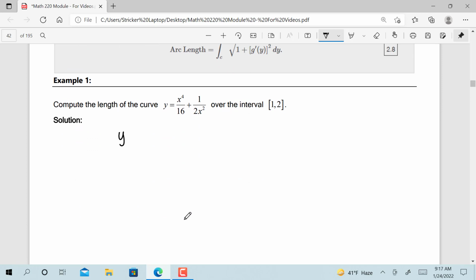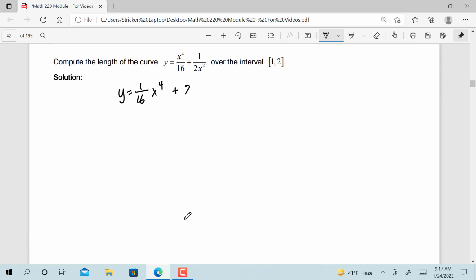And I'm going to go ahead and rewrite this real quick. You can rewrite this as 1/16 x to the 4th plus 1/2 x to the minus 2. And this way it's a lot easier to use the power rule. So that means the derivative, y prime, is going to be 1/16 times 4x to the 3rd, plus 1/2, and using the power rule there, we have minus 2 times x to the minus 3.